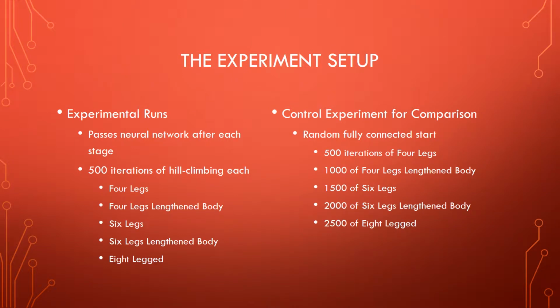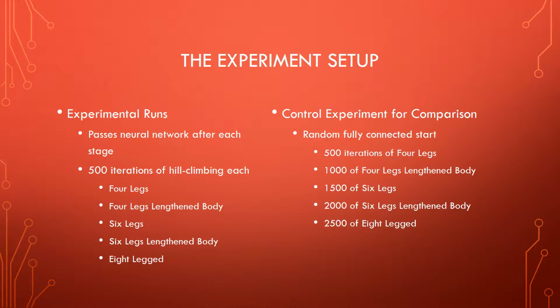For the experiment, I have 5 stages of robots. It begins with a 4-legged table robot, 4-legged with lengthened body, 6-legged, 6-legged with lengthened body, and 8-legged. The robot evolves over 500 iterations of simple hill climbing, while passing on the neural network at each stage. This is done again, but with simulated annealing, which will be explained more later.